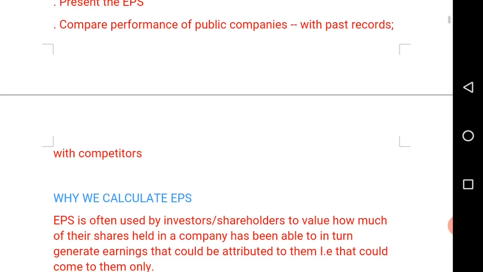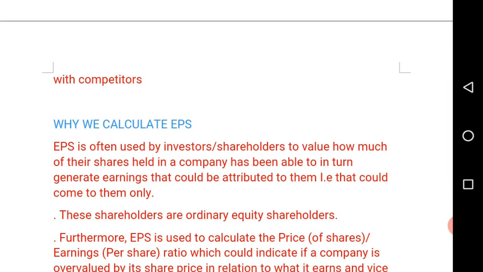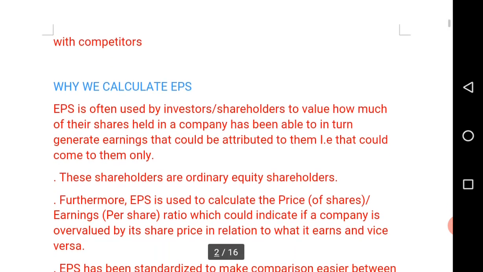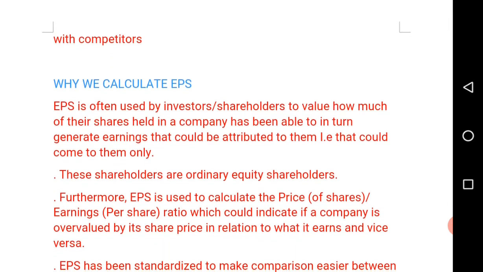We'll move to the next aim of this class, and it says we need to know about why we calculate EPS. Why do we calculate EPS? Now there's a note here, and it says EPS is often used by investors, and investors in this context means shareholders, to value how much of their shares held in a company has been able in turn to generate earnings that could be attributed to them.